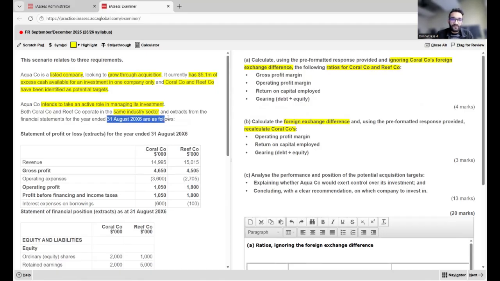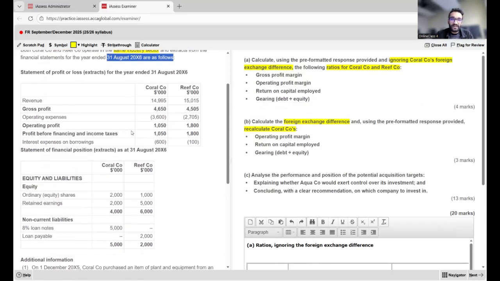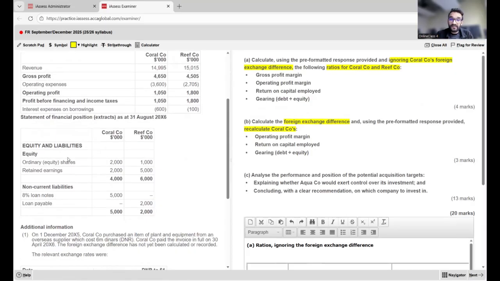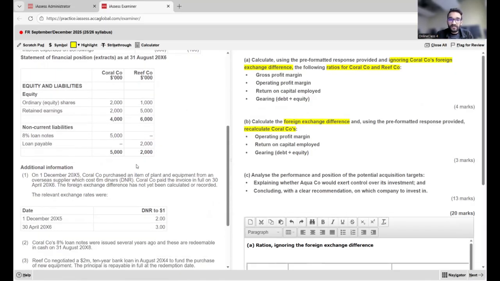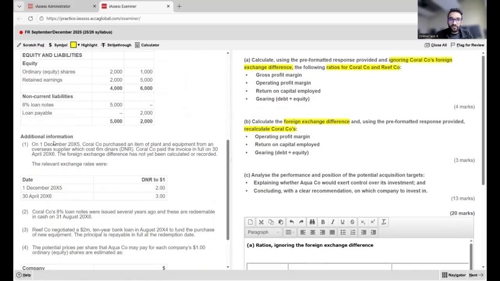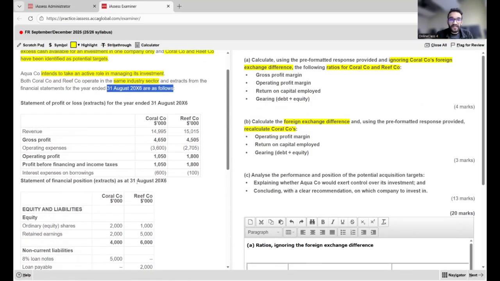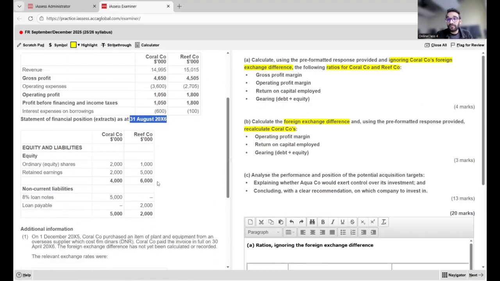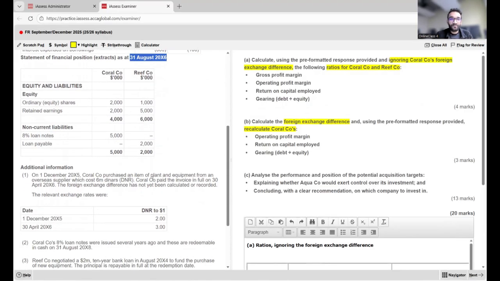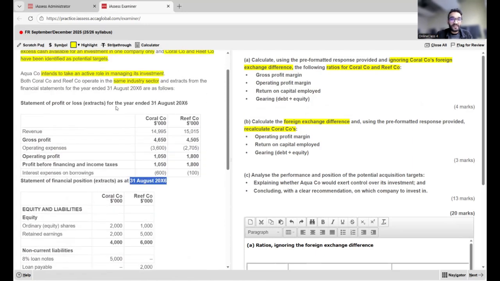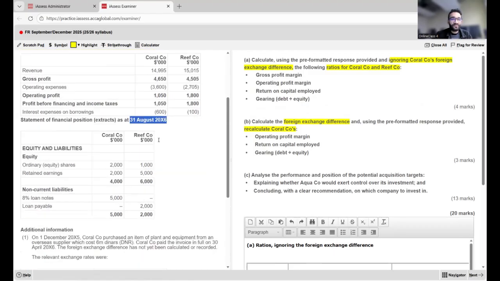They have the extracts. This is their year end. We have already calculated this; this is their financial position, and additional information. Remember, their year end is 31st August X6. It means their year started at 1st September X5. Both companies have the same year end, so it's very important that they have no comparability issues.